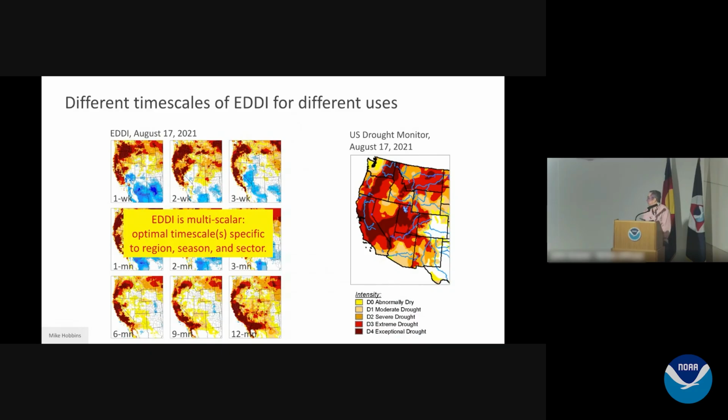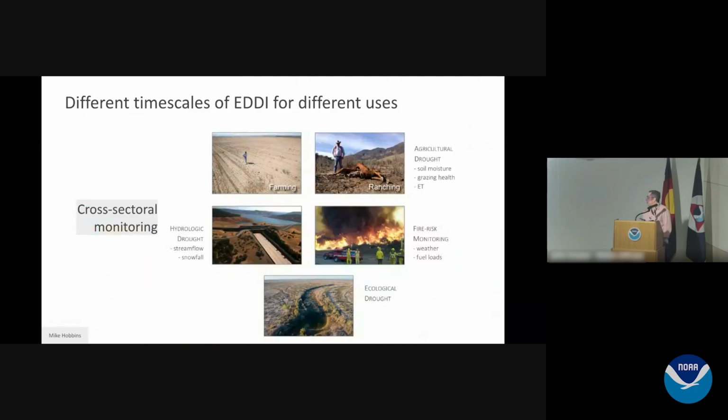Okay. Yes, it's multi-scalar. So if you want to know what the optimal time scale is, well, that's a function of who you are, what sector you're in, where you are, what season it is, and what sorts of decisions you're making. So that's not a question that we can really answer for users. They have to become more familiar with it, or we have to come up with a decision matrix for them.